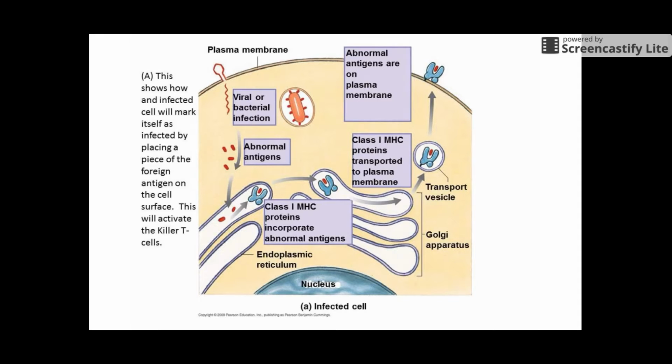So this is showing you how the infected cell will mark itself. So this is just a normal infected cell. Okay? Virus comes in. As the virus takes over the body, it makes this little structure and puts it on the outside. So it's identified itself as being marked. That's what we did in class when the kid held the little symbol over their head in class. Okay? So that's how an infected cell marks itself.